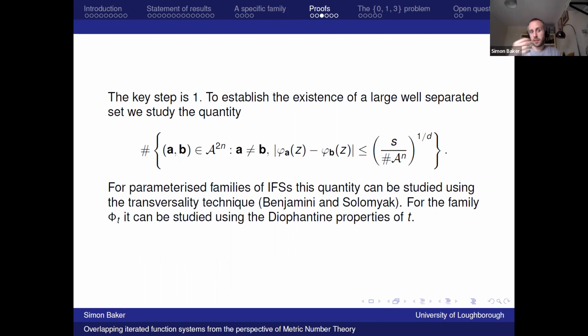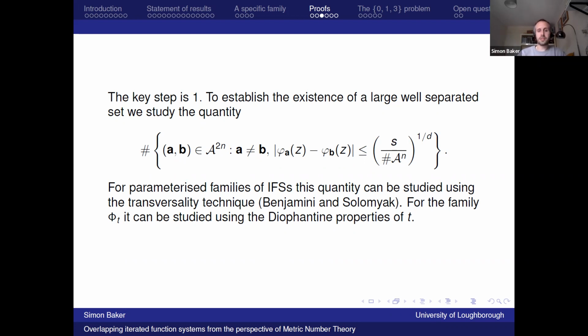And to do that, we study this quantity here, which is some kind of pair correlation quantity. We look at all of those pairs of words of length n which are different, for which the distance between them is less than or equal to some constant s divided by the number of words of length n to the power of 1 over d. And what I claim is that for certain nice parameterized families of iterated function systems, this quantity can be studied.